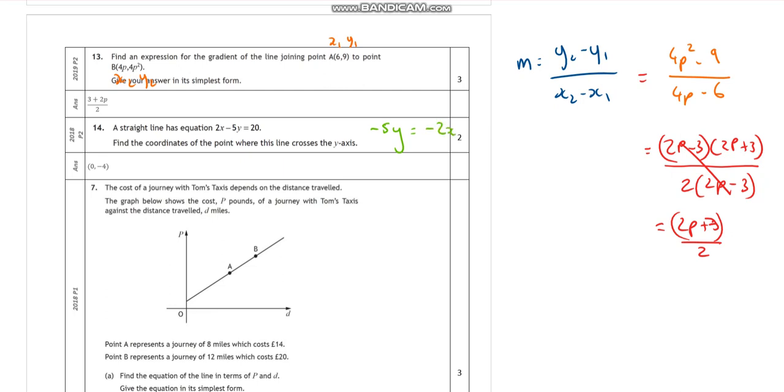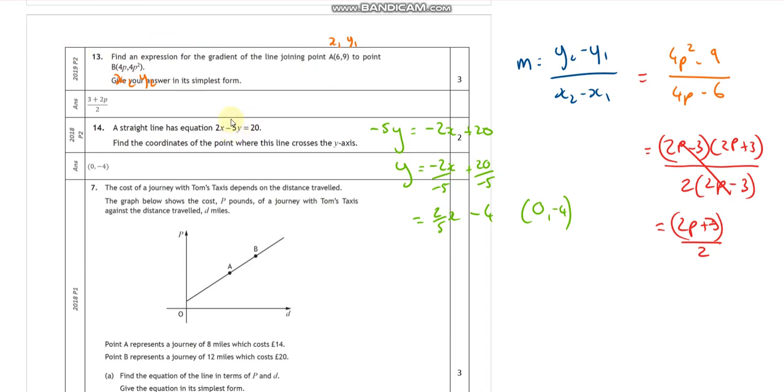I'll just write it like this though. I'm taking away 2x from both sides, and then I'm going to divide by -5. That's going to be negative 2x divided by -5 plus 20 divided by -5. That's 2/5 x. The gradient is 2/5, and the intercept occurs at -4. So the actual coordinate for that would be 0, -4.